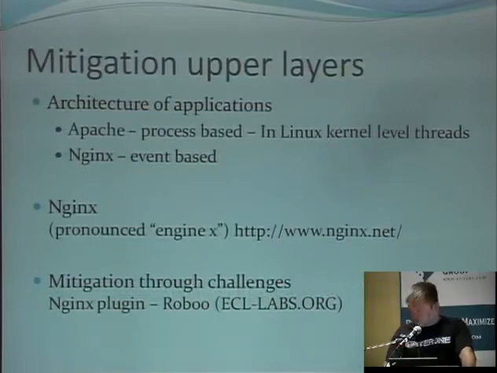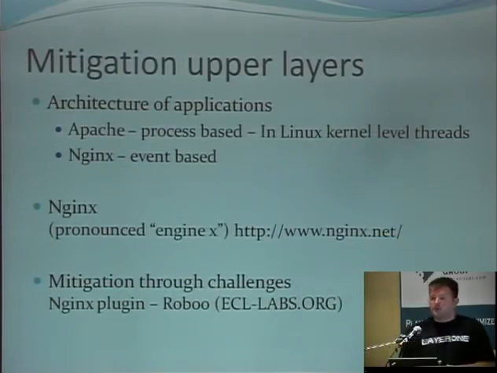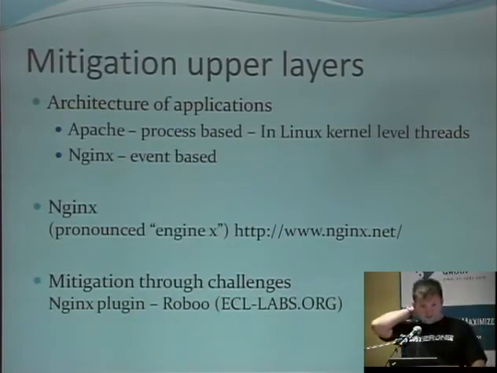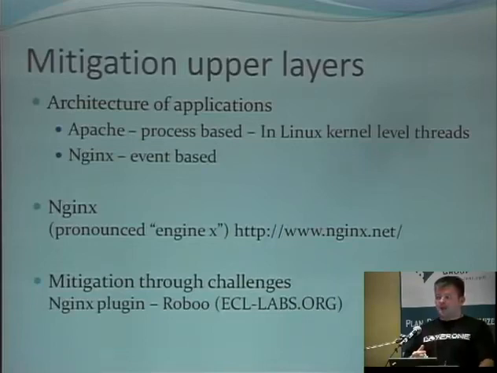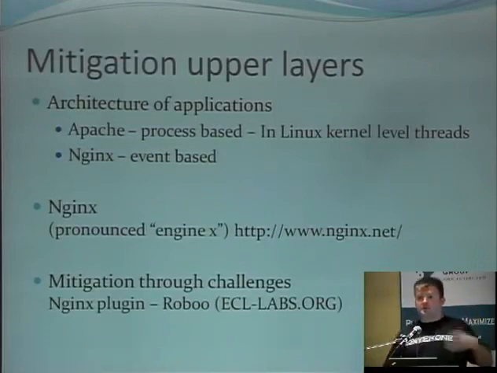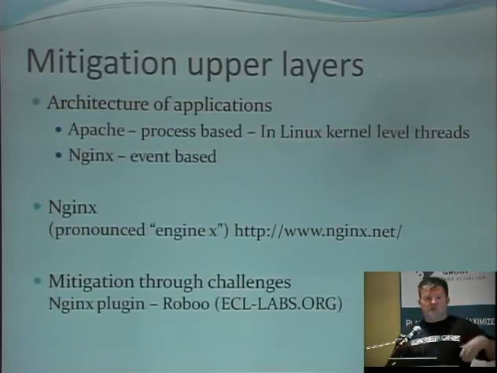Okay, mitigation at the upper layers. Basically, you can change the way your application works, as I mentioned. For example, Apache uses the process-based model, where you have one thread handling one connection. And if somebody opens many connections to you and just sends byte by byte, all of your threads are busy, you can't take new connections. Nginx basically has a long queue and list of connections that it's processing. It just circles between them.